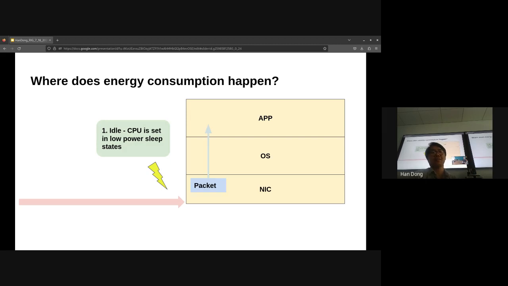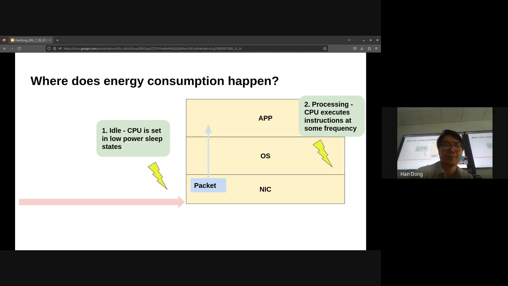The other aspect of where the actual energy consumption happens is when the processor needs to be woken up to do some work. That's when the CPU is going to be executing instructions at some frequency, right? So basically the clock speed of the CPU determines how much energy your whole machine is going to use, or your socket is going to use.